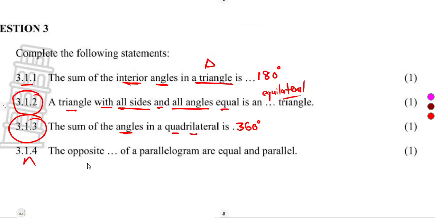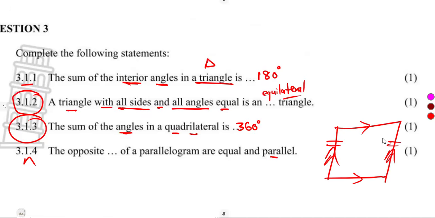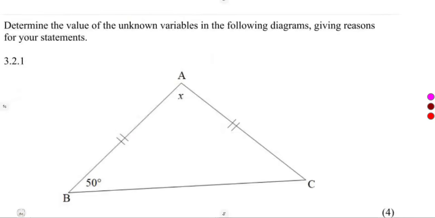3.12, the opposite of a parallelogram are equal and parallel. Those are what? Sides. Remember, the opposite sides of a parallelogram are parallel and equal. So these are opposite what? Sides, not angles. You cannot say angles are parallel, guys. These are opposite angles, they're equal, but not to say angles are parallel. All right. We talk of parallel sides. So those are opposite sides that we are talking about.